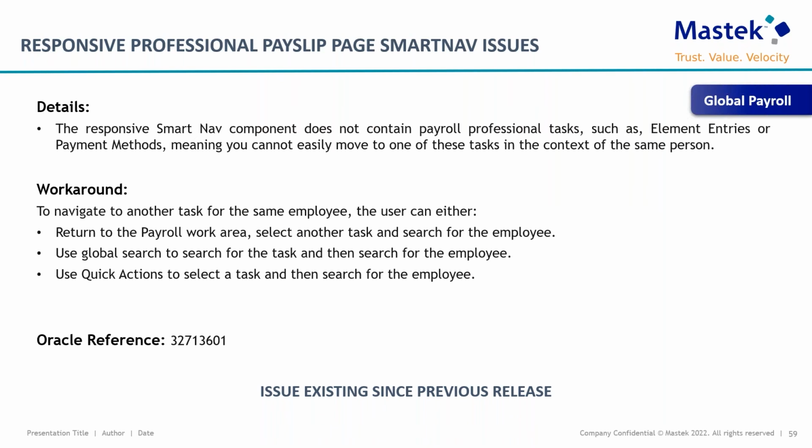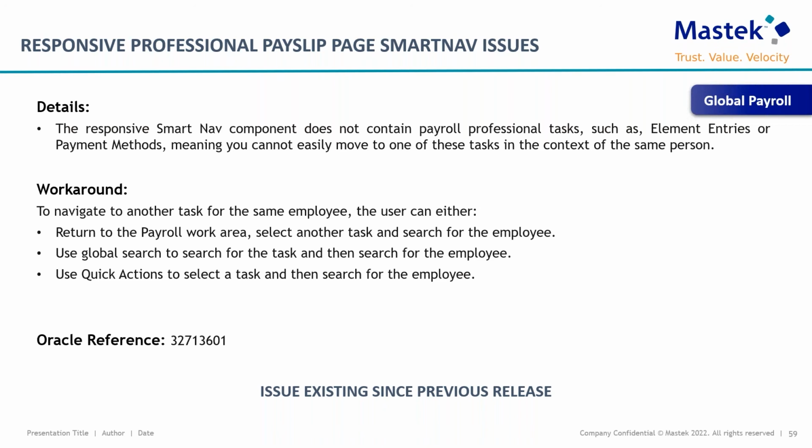Responsive professional payslip page smart navigation issue. The responsive smart navigation component does not contain payroll professional tasks such as element entry or payment method, meaning you cannot easily move to one of these tasks in the context of the same person. Every time, if you are on the element entry page and you want to go to the payment method, then you need to return to the payroll work area, go to that task and search for an employee.